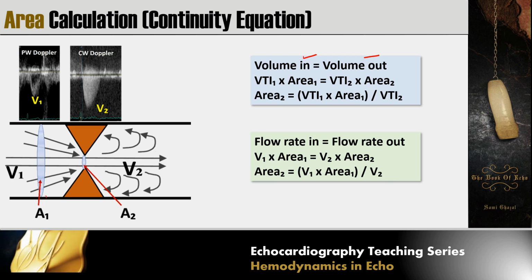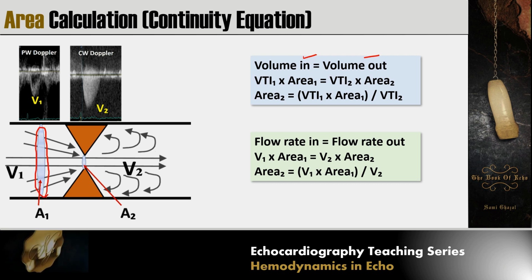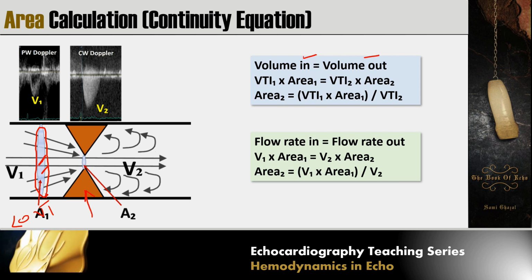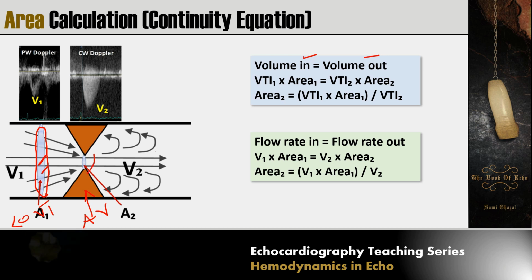So if this is area 1, we have to measure VTI at this area. So we put our sample volume in this exact area, which is, let's assume this is LVOT, the same way we saw it, and this is the aortic valve. And because we are interested in the smallest area, we need to measure the highest velocity. And the way to measure the highest velocity is not by utilizing the PW, and instead we will use the continuous wave Doppler to give us the highest velocity.